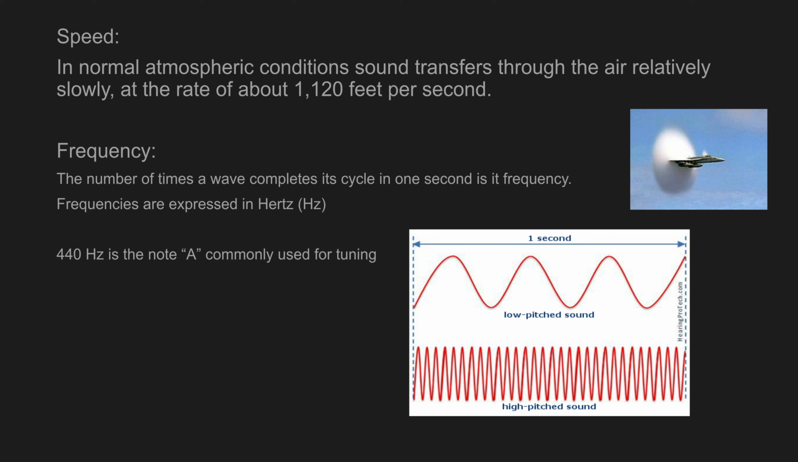Frequency is the number of times a wave completes a cycle in 1 second. Frequencies are expressed as hertz. That goes into what I was saying before. 440 cycles means we have 440 times in 1 second. 440 hertz means the same thing. That's just how frequency is expressed. So 440 hertz is the A note commonly used for tuning. If you're a guitar tuner, a lot of times everything's set up for 440 hertz.